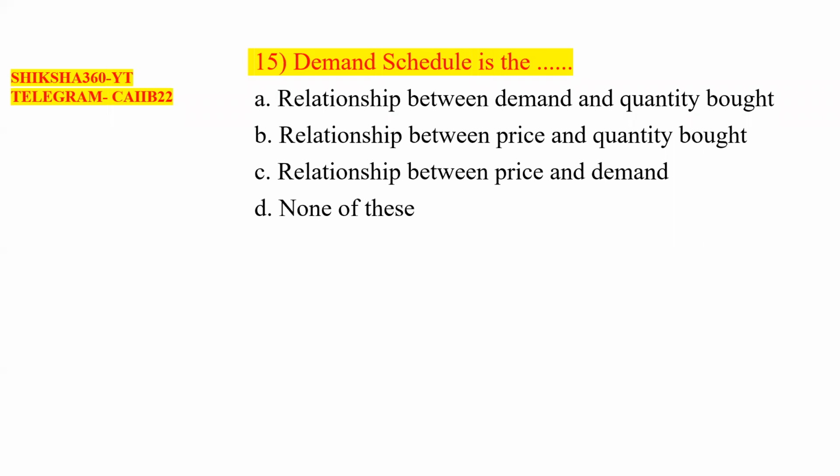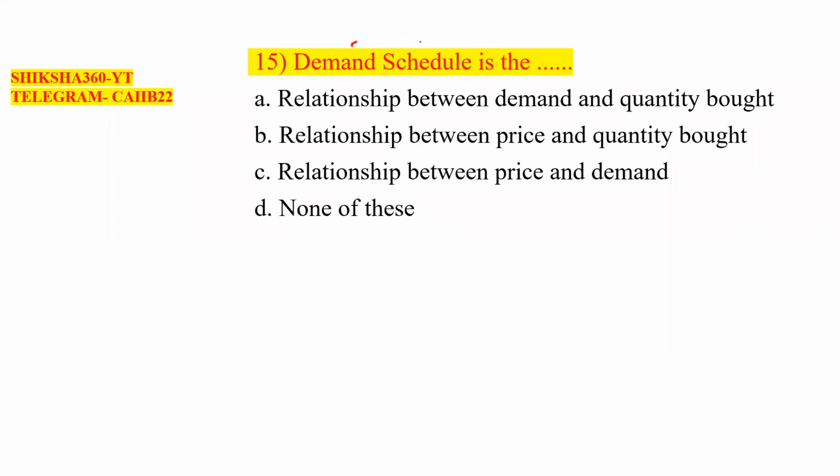Now move towards question number 15. Demand schedule. This question has already been asked 2 to 3 times; these are the pet questions of the examination. So what is the demand schedule? The first option is a relationship between demand and quantity bought. The second is the relationship between price and the quantity bought. The third is the price and the demand. The fourth is none of these.